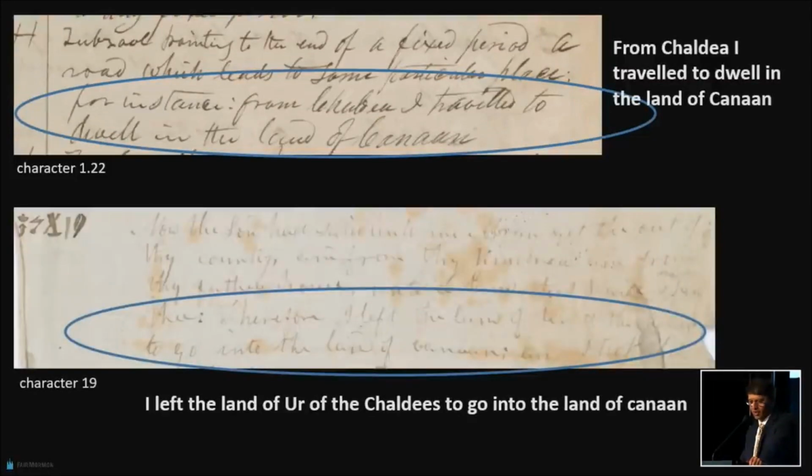If we look in the Book of Abraham manuscript, we get, I left the land of Ur of the Chaldees to go into the land of Canaan. Not a perfect match, but that's a good enough translation match. So the text matches fairly well there, as you can see. But the characters do not match at all, as you can also see.